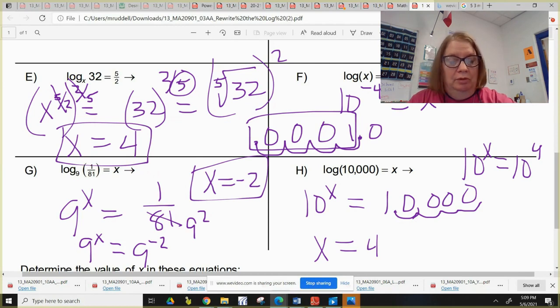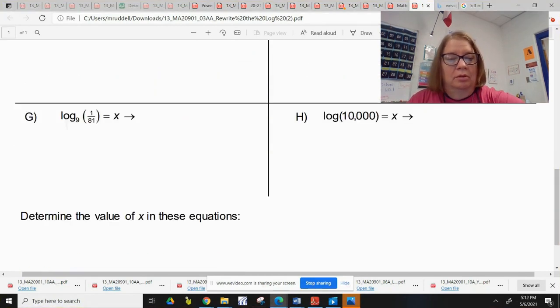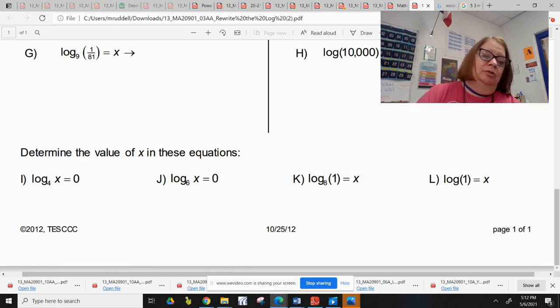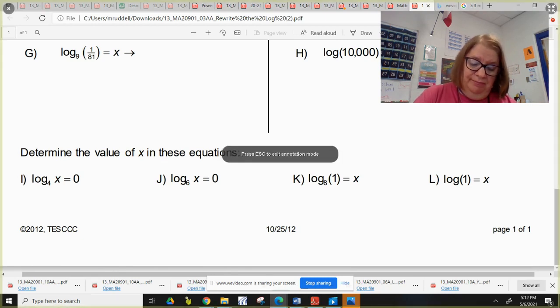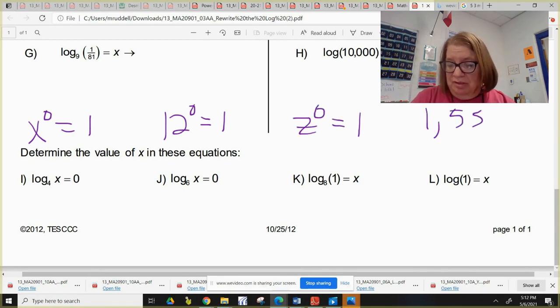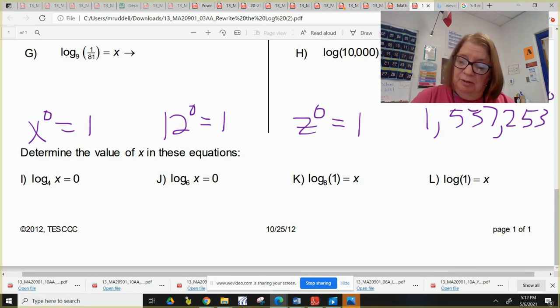Rewriting from logarithm to exponent. Okay, these deal with an exponent rule I'm not sure that we've covered. I don't know if you remember that from your previous math classes. But anything to the 0 power is 1. So if I had x to the 0 power, it's 1. If I have 12 to the 0 power, it's 1. If I have z to the 0 power, it's 1. If I have 1,537,253 raised to the 0 power, that's 1. Anything to the 0 power is 1.